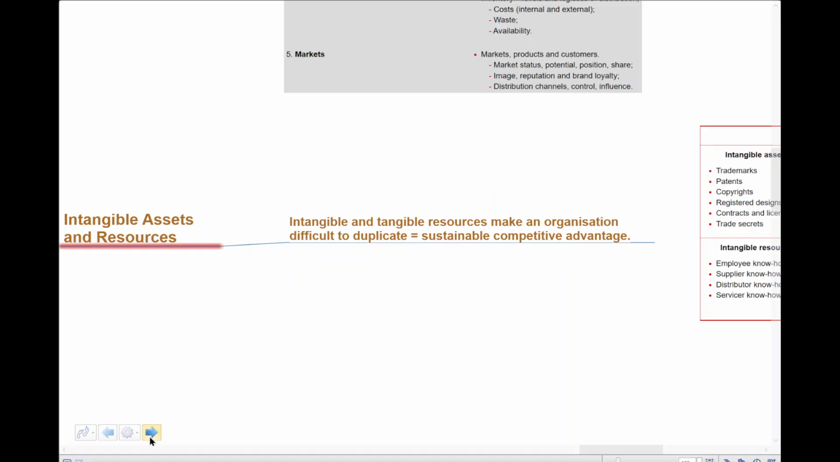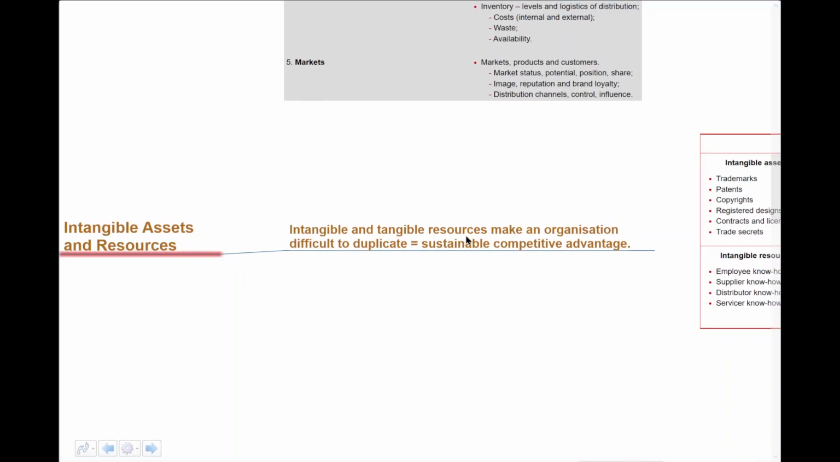The next area is really with regard to the difference, I guess, between the two: intangible versus tangible. Certainly in the modern world, we find that intangible assets are as important as tangible assets. So tangible and intangible assets make an organization difficult to duplicate. And if that's the case, then our ability to sustain competitive advantage, in other words, to keep ahead of the pack, becomes stronger, and much more difficult for people to copy.